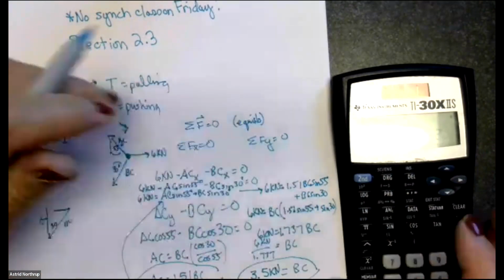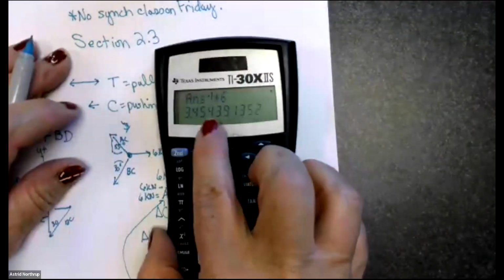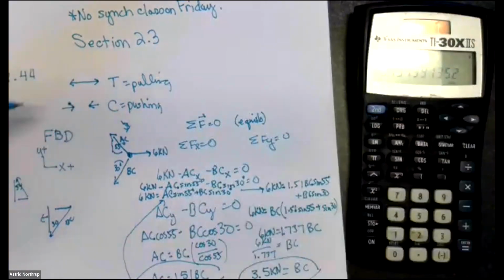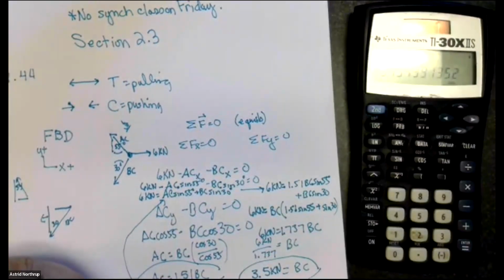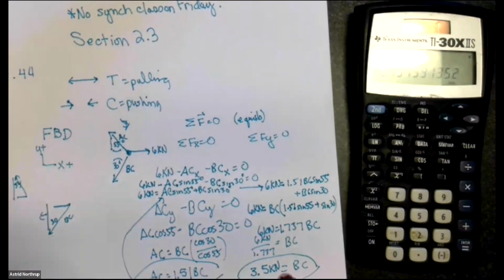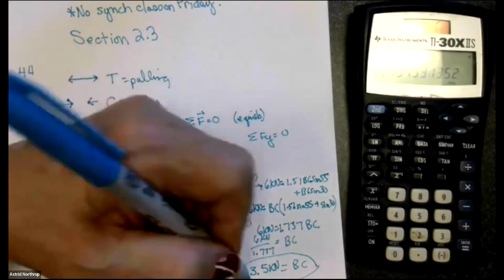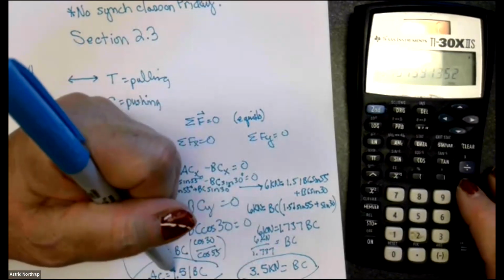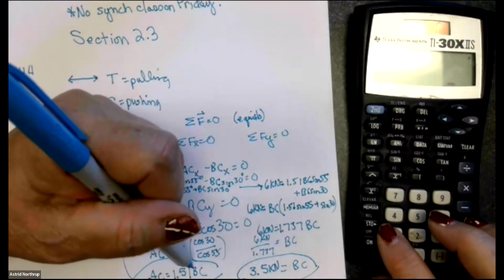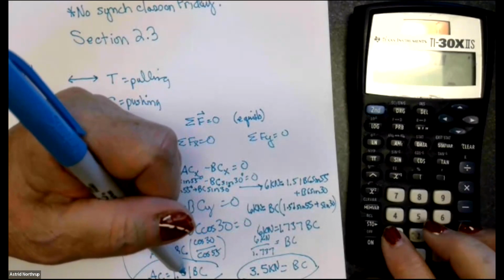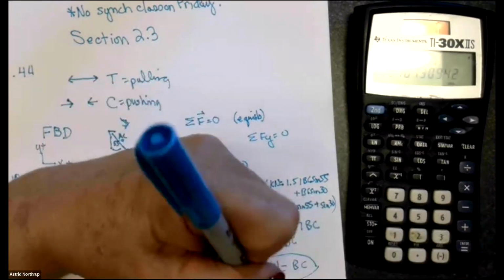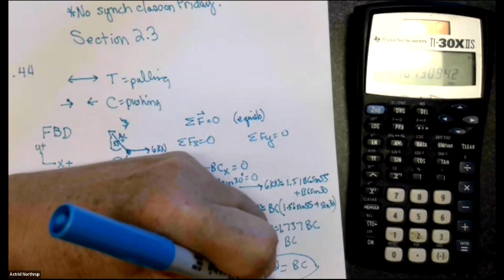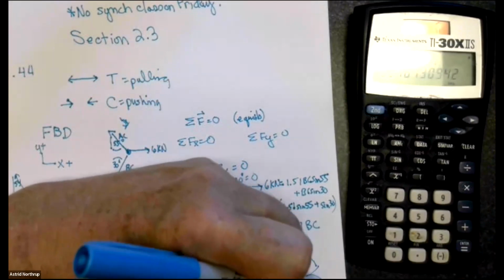Now the real numeric value has a lot of decimal places, 3.45439. So I'm going to keep this value in when I solve for AC. I'm not going to hold all the decimal places for my answer, but just for that intermediate step, I'm going to multiply 1.51 times that number. And I come out with 5.2. So that gives me 5.2 kilonewtons is equal to AC.